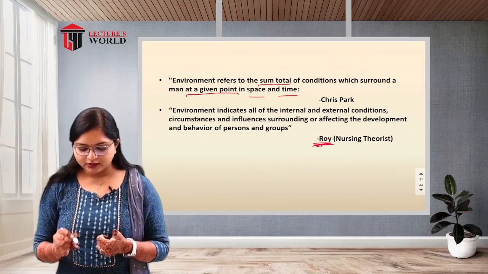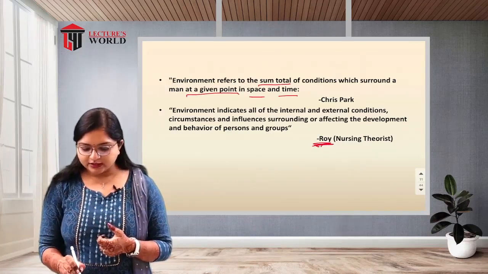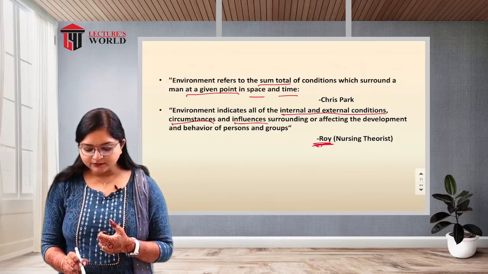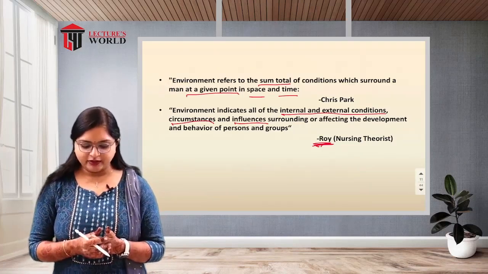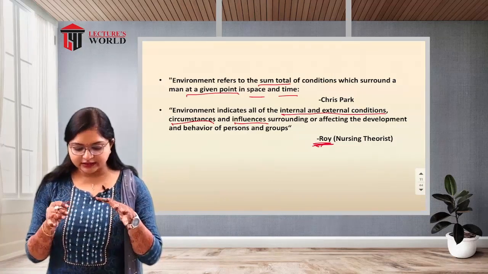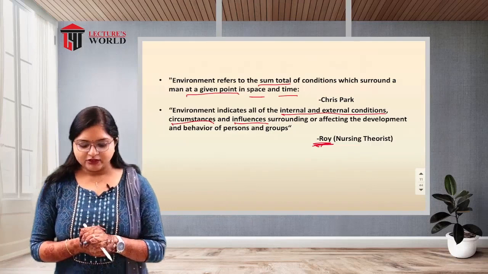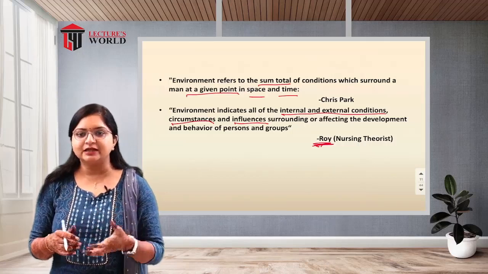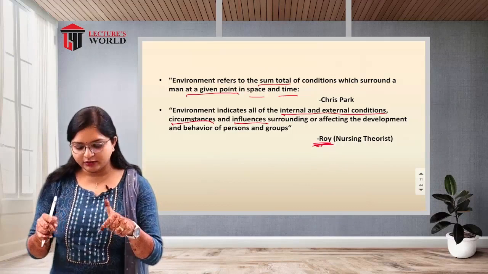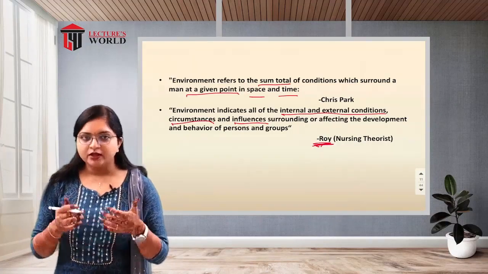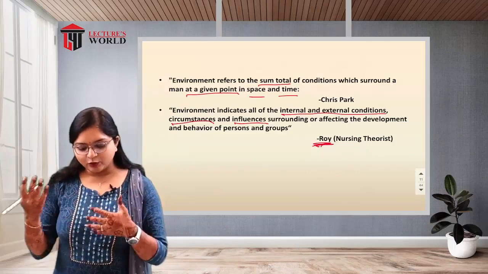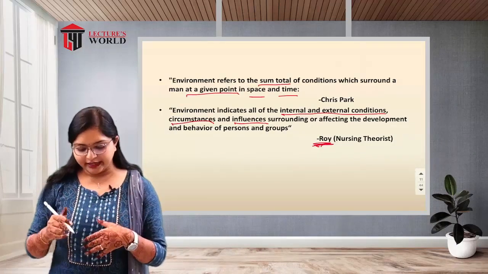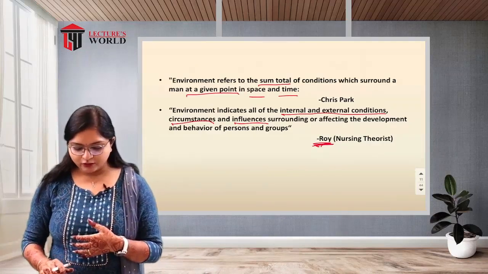According to Roy, environment indicates all of the internal and external conditions, circumstances and influences surrounding or affecting the development and behavior of persons and groups. So this is the definition given by a nursing theorist, which indicates all of the external and internal conditions, because we have already studied that environment has two parts, external and internal. So here also it comes that internal and external conditions, circumstances and influences surrounding or affecting the development and behavior of whom? Of persons and groups. That is known as environment. So these are the different kinds of definitions of environment.